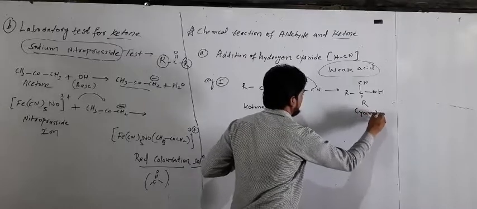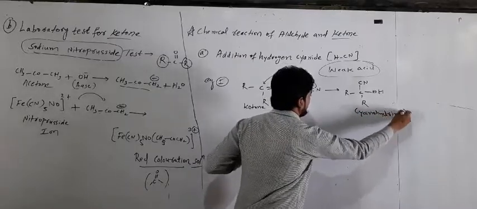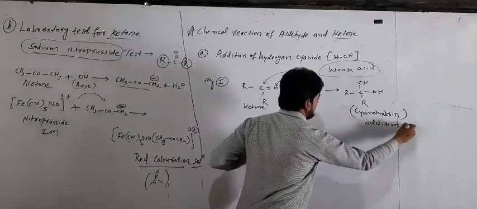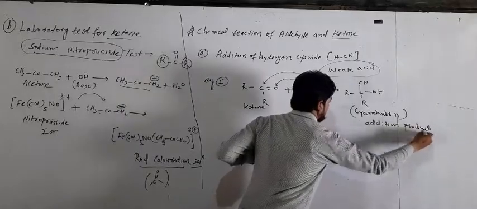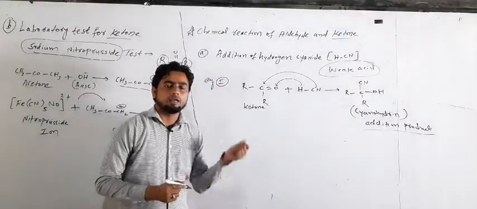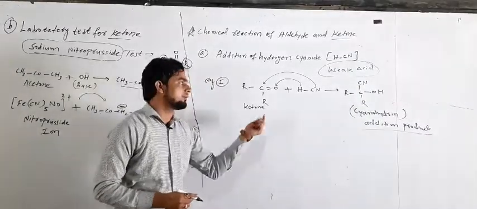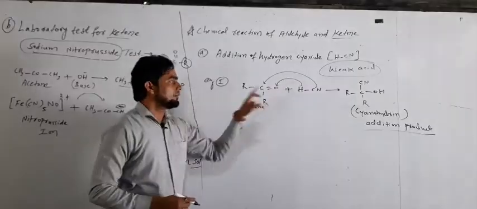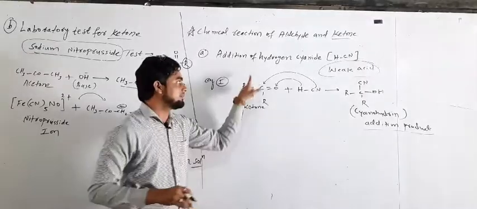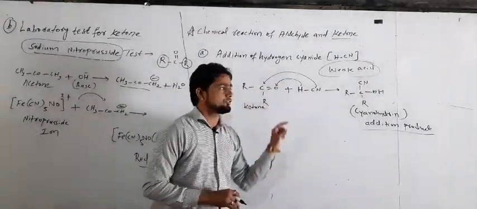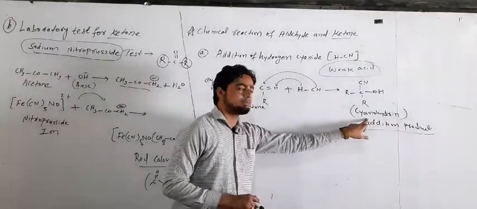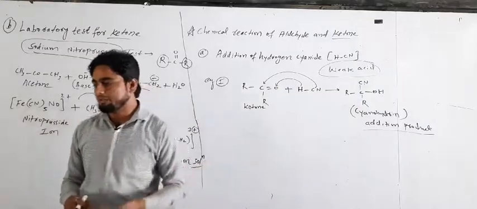Cyanohydrin compound. It is called an addition product. It means when an aldehyde or ketone reacts with HCN, it always forms an addition product. It is only an addition reaction. What is an addition reaction? The reaction in which two reactants react to form only one product. It is also an example of addition reaction. So we added hydrogen cyanide to the aldehyde and ketone to form the addition product called cyanohydrin.